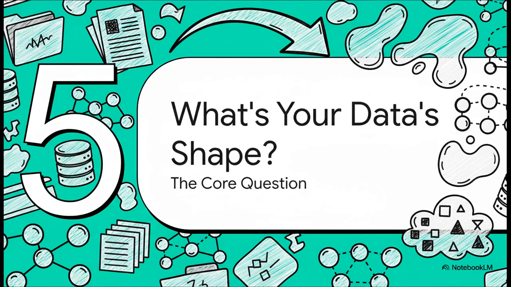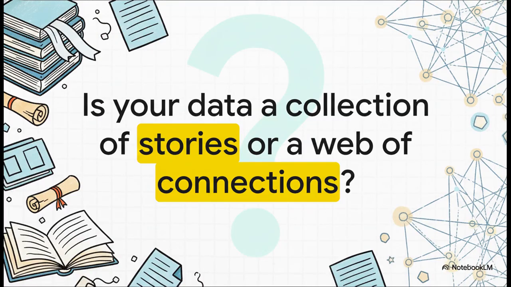So the most crucial point, the biggest takeaway from all of this, is that it's never about which database is better. That's the wrong question. The real question is, what is the natural shape of your data? Think about it like this. Are you managing a collection of individual, rich stories where each document tells you everything you need to know about one specific thing? Or are you trying to map out a vast, intricate web of connections where understanding the relationships between everything is the entire point?